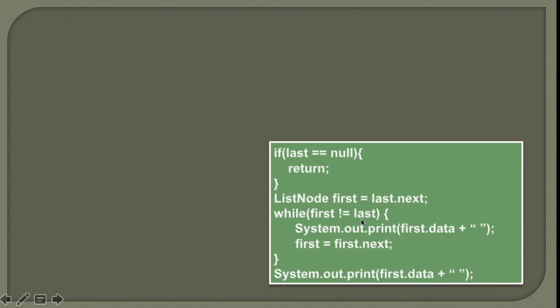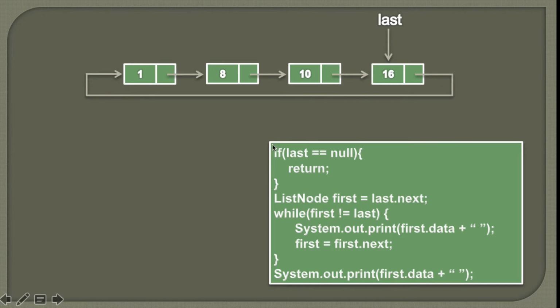So friends, let's see the demonstration of the algorithm with a circular singly linked list having 4 nodes, say 1, 8, 10 and 16, where 16 is the last node and its next is pointing to the first node. Now let's see how we can traverse each element inside this circular singly linked list and print the data with the respective node. First we'll check whether last is null or not. As last is pointing to the fourth node, it's not null.